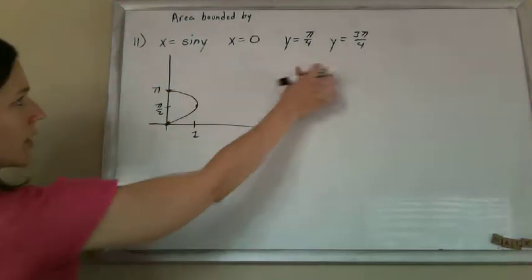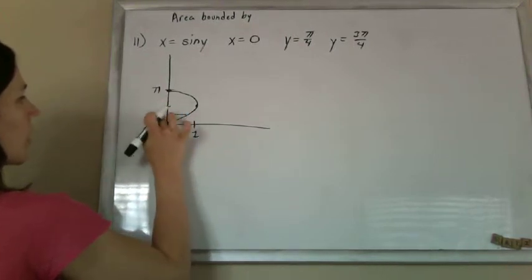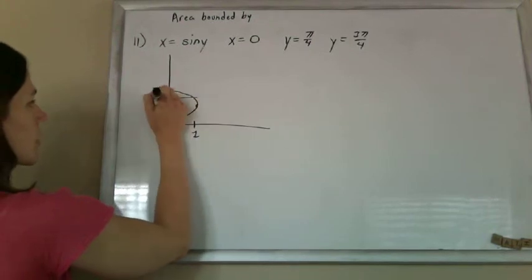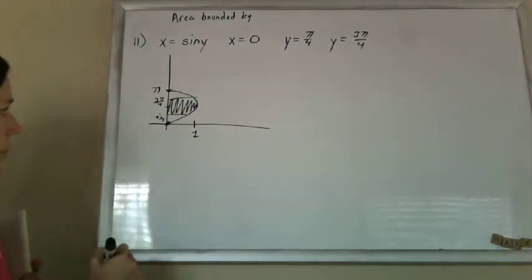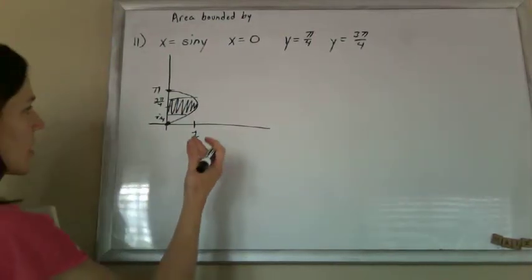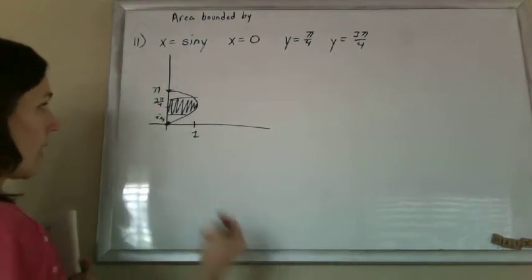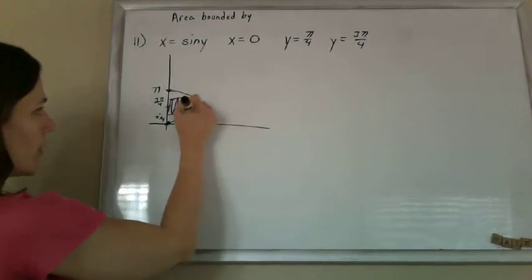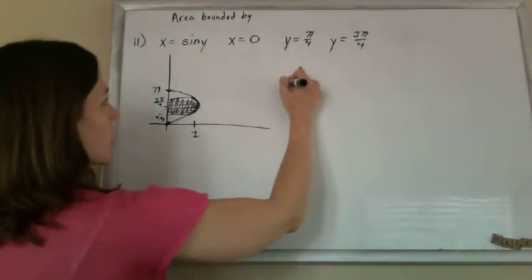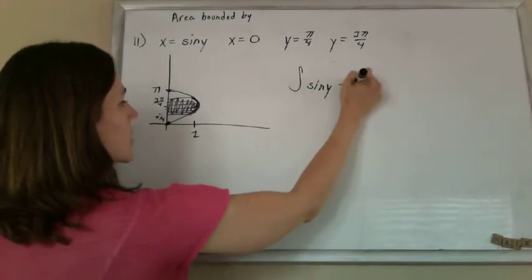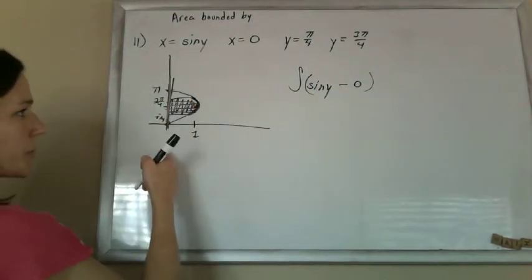But that's one chunk of it, and all we need is from pi fourths to 3 pi fourths. So this chunk is what we're looking for. And we kind of had a hint that it was going to be a right minus left sort of deal because our functions were solved for x in the beginning, which is odd. And so this graph is on the right of the axis, so basically it's just the integral of the right function minus the left function, which is just the y-axis, x equals 0.